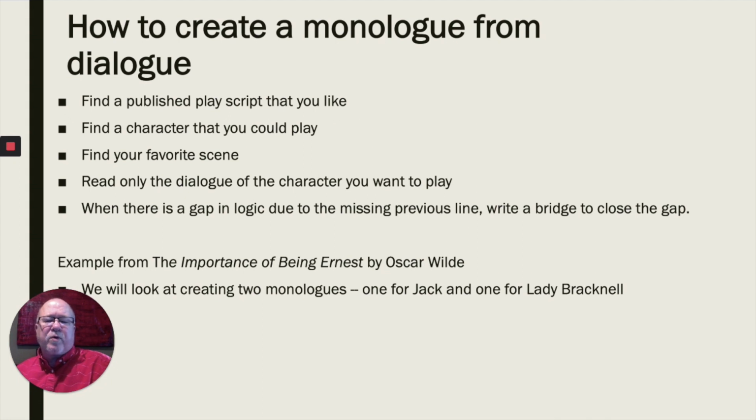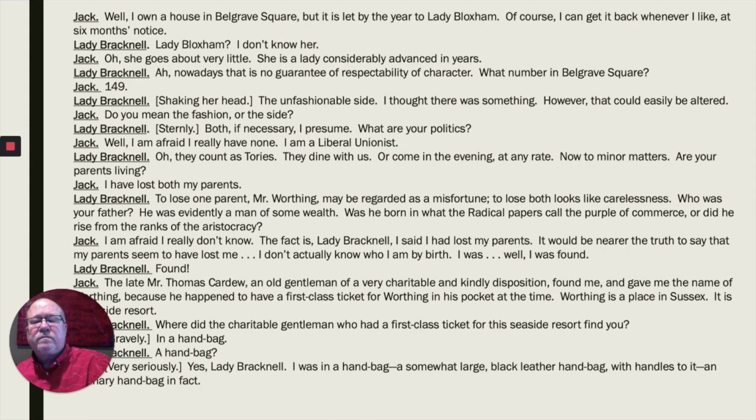Here's an example from The Importance of Being Earnest by Oscar Wilde. We will be looking at 2 monologues, one that was created for the character of Jack, the other one created for someone to play Lady Bracknell. So let's just read this. Clearly I'm going to have to read both parts.